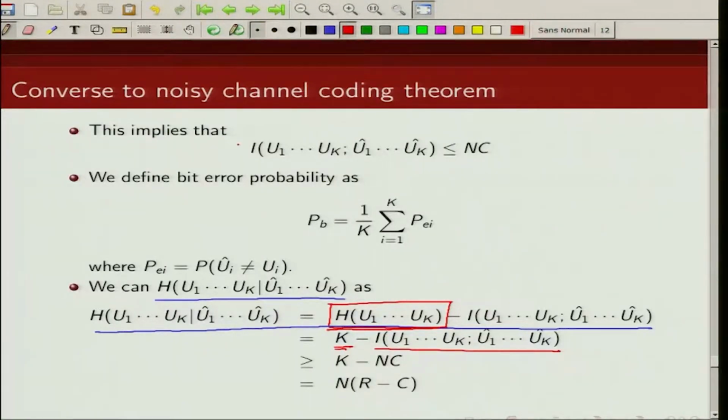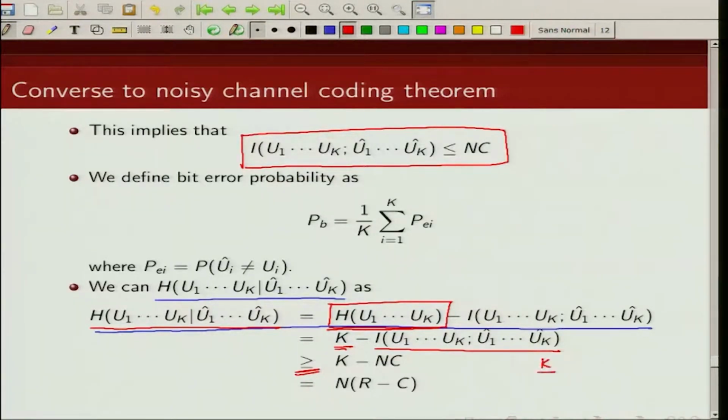So, this particular term will be equal to k minus this. Now, we have proved earlier that this mutual information is less than or equal to n times C. So, if we subtract a larger quantity, this will become greater than or equal to k minus n times C. And what is k? k by n is R, so k is n times R. So when we write k as n times R and take n out, what we get is that the uncertainty in u1, u2, ..., uk given u1 hat, u2 hat, ..., uk hat is greater than or equal to n times (R minus C).